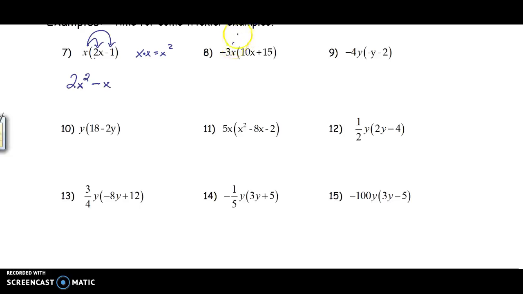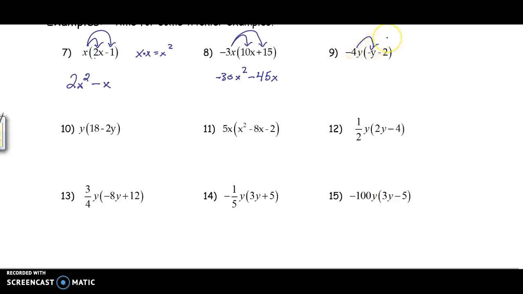Take a look at the last one, or the number 8. Negative 3 times 10x is negative 30x squared. Negative 3x times positive 15, you have negative 45x. Okay, remember, anytime a variable multiplies by itself, you're going to have two of them, or maybe even multiple. When we get down to some of the harder ones, you might have y to the third or x to the third. All right, so let's go ahead and give it a try for number 9.